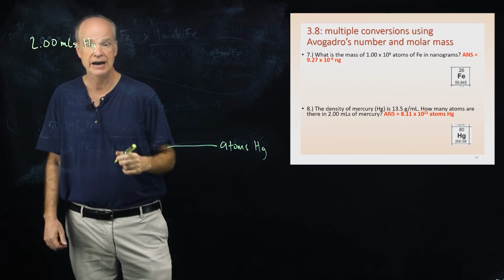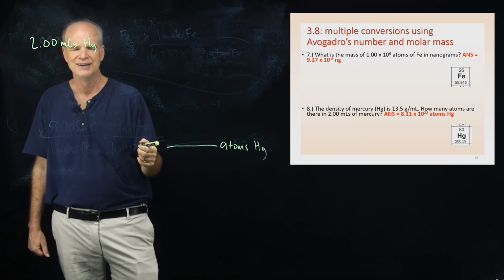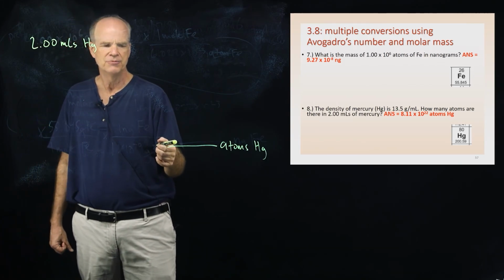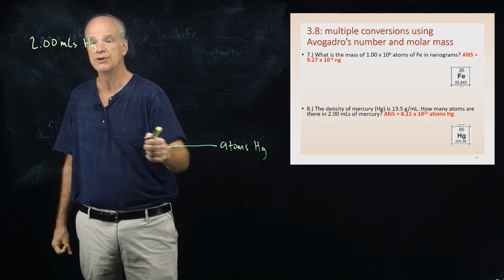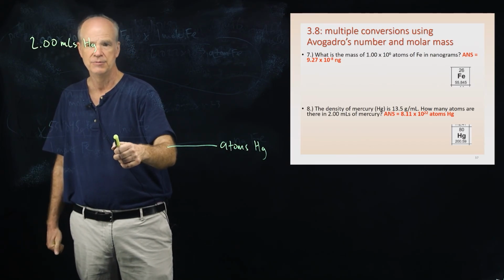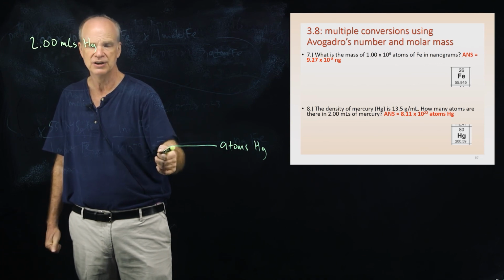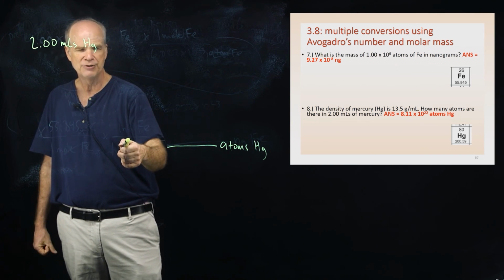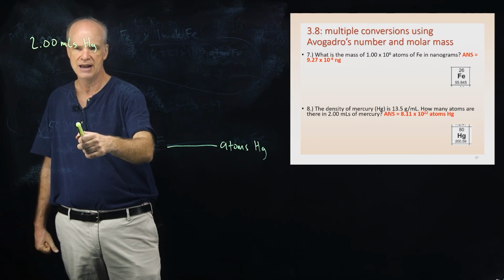So I don't know a conversion between milliliters of mercury and atoms of mercury. So let me tell you about how I think about this problem. So maybe right before atoms of mercury, I probably would have moles of mercury, right? Because then I can use Avogadro's number to take moles of mercury to atoms of mercury. So what would I have before moles of mercury? Possibly mass of mercury, right, in grams.